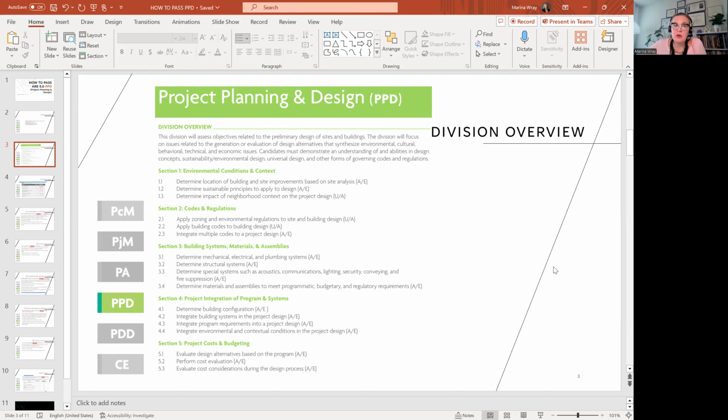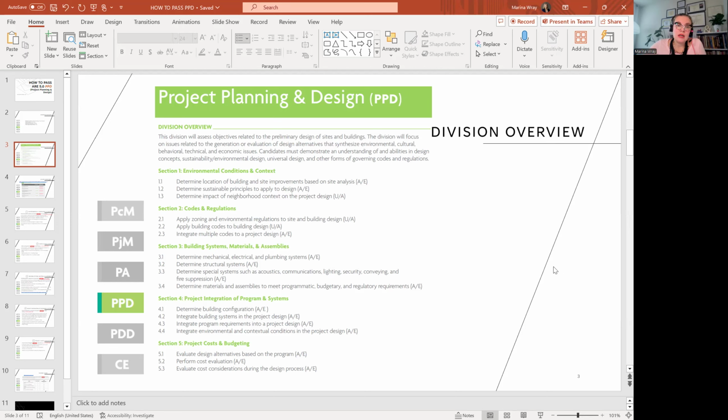We will focus on issues related to the generation or evaluation of design alternatives that synthesize environmental, cultural, behavioral, technical, and economic issues. And also, you will need to analyze and evaluate design concepts, sustainability principles, environmental design, universal design, and other forms of governing codes and regulations. And there are 5 sections in this division, and we'll talk more about each of them in a moment.